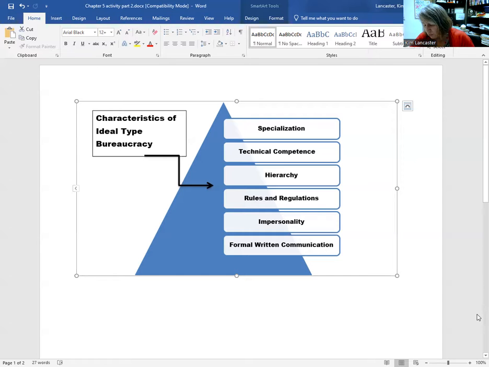The fourth one is rules and regulations. These formal rules and regulations very much exist in order to keep everything efficient, right? It's more efficient if everybody knows the expectations and everybody follows the same expectations based on whatever their technical competence and specialty is, right? So for each specialization, for each job, there are these specific rules and regulations that they must follow. They're meant to make the operations, again, more standard and predictable.